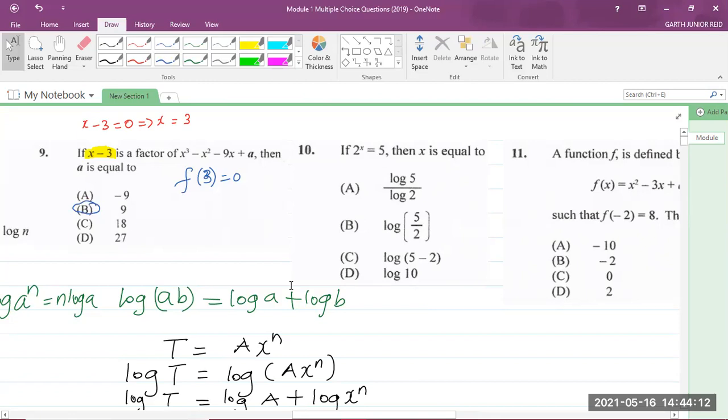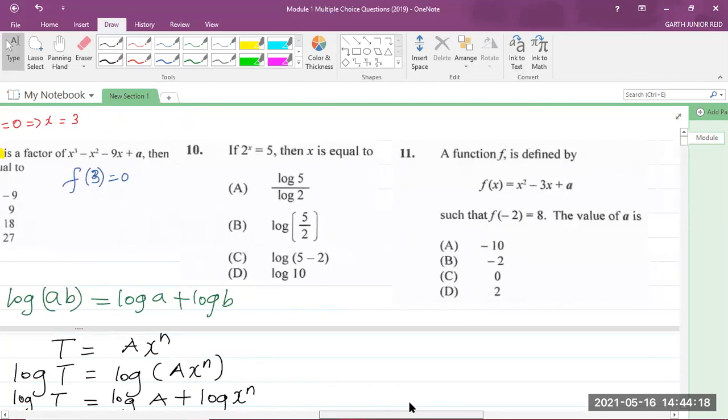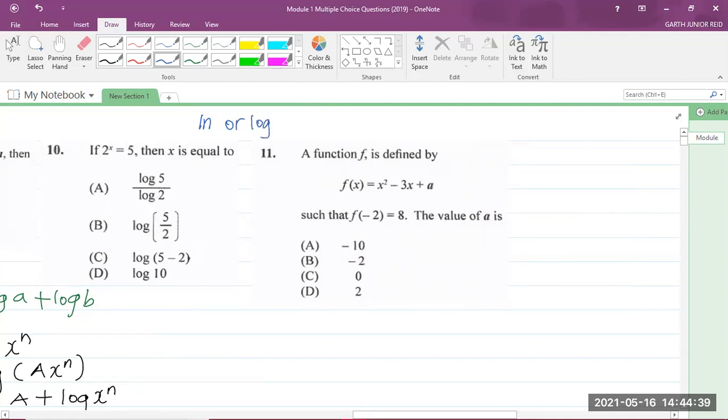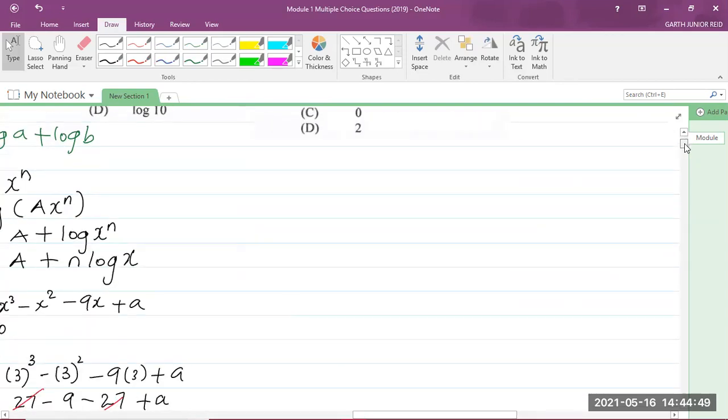Good. Now we're looking at question 10. All right, it says if 2 to the power of x is equal to 5, then x is equal to what? All right. Now, when you're finding the value of x here, you can do it two ways. You can either use the natural logarithm, all right, which is the ln, or you can use log to the base 10. All right. Now, in the answer choices here, you can see that we have log to the base 10. All right. So it means that we have to use that. So let's just solve it here.